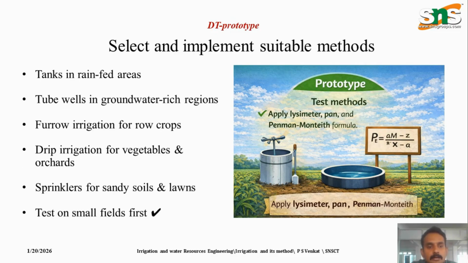The next stage is prototype. In this stage, selected irrigation methods are tested on a small field. Examples are tanks in rain-fed regions, tube wells in groundwater-rich areas, furrow irrigation for row crops, drip irrigation for vegetables and orchards, and sprinklers for sandy soil. Testing helps reduce the risk before large-scale implementation.